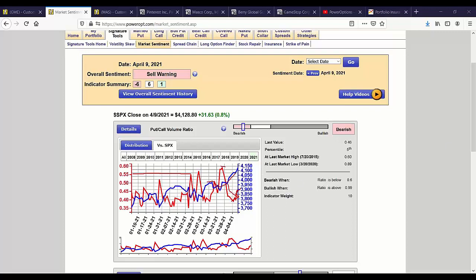You see that? Put call ratio has been moving up from where it was a couple days ago. Not a lot, but it was at 0.4. It was at 0.38. Now it's going higher in this case. So that's how this is done, and it's done for all 13 broad-based indicators.